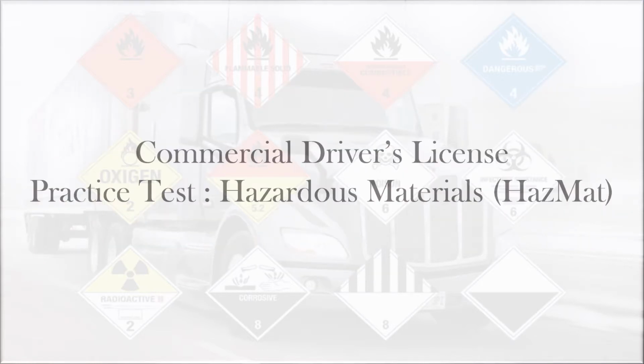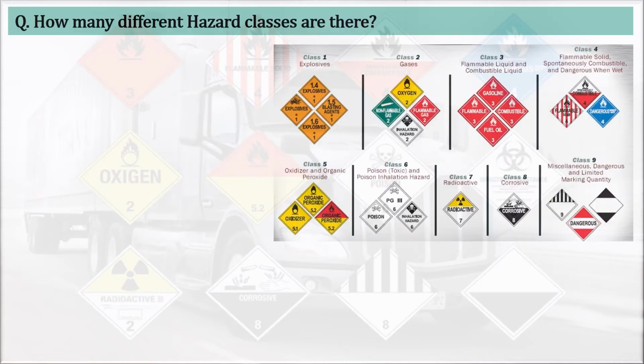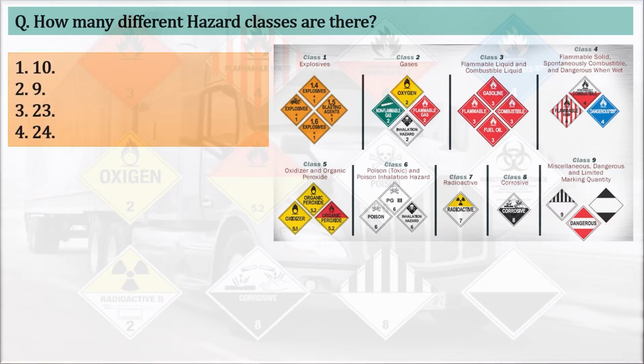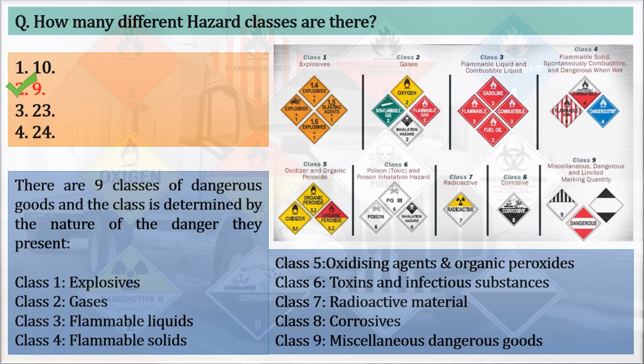Commercial driver's license, practice test, hazardous materials, hazmat. Question: how many different hazard classes are there? Option number 1, 10. Option number 2, 9. Option number 3, 23. Option number 4, 24. The answer is option number 2, 9.